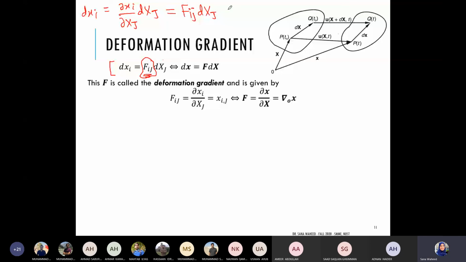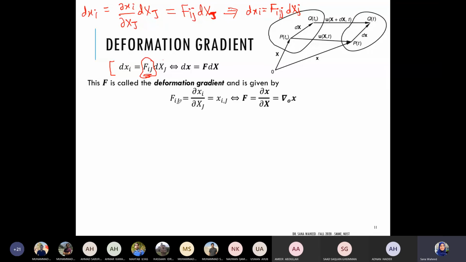Now also please notice, if I wanted, I could have easily written this expression as dxi equals capital F I small j dxj, or what I have written here. I am only writing capital J instead of small j so that we all remember that the differentiation is with respect to the reference configuration. That's the only reason.